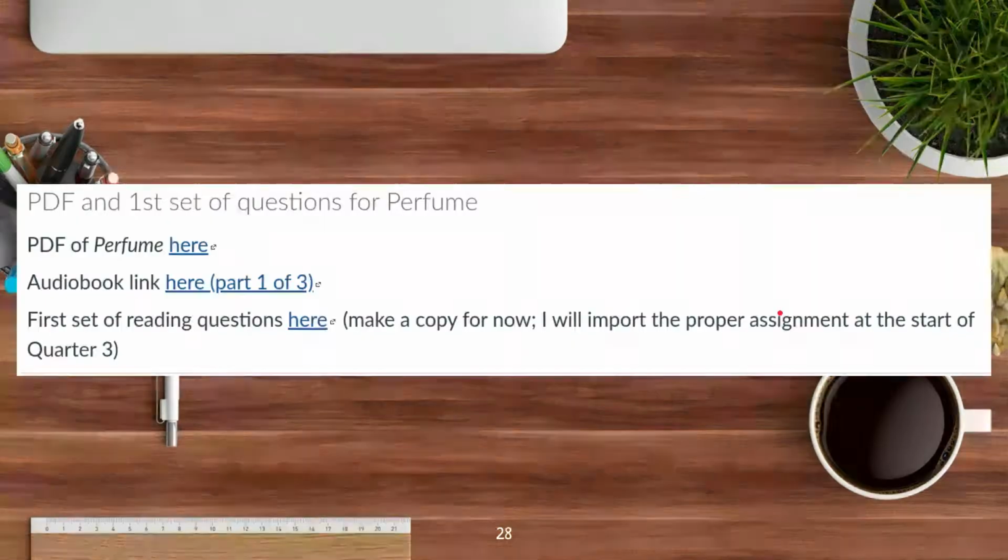Okay. All right, so that was the activity that we did during class. Again, the remainder of the time is for you to be reading Perfume, right? The link to the PDF is here. The link to the audiobook to begin listening to it is there. I would suggest you start with the audiobook so you can get the pronunciation of the main characters' names, especially because some of them are a little difficult because they're in French. And then begin working on the reading questions. Again, you'll need to make your own copy of the document, fill in the answers, and then once semester 2 begins, you can copy and paste your answers into that document there.